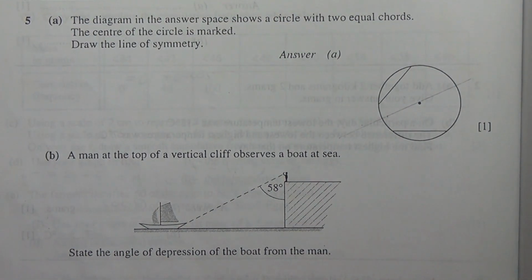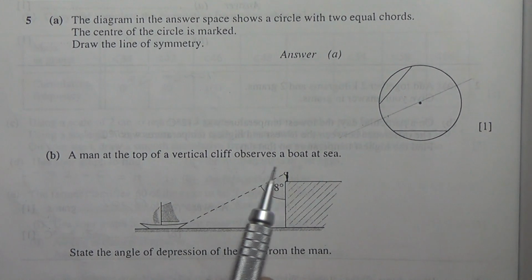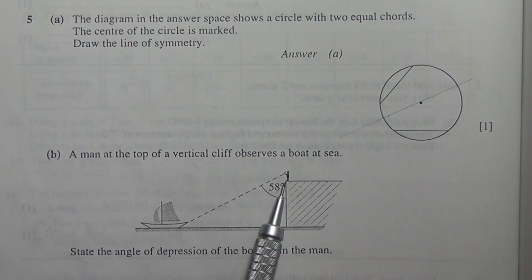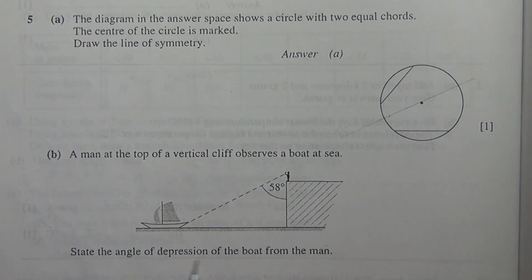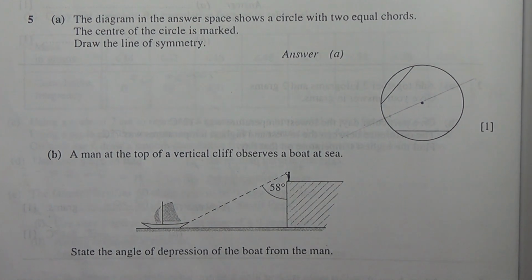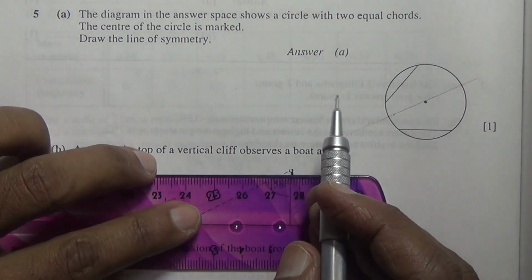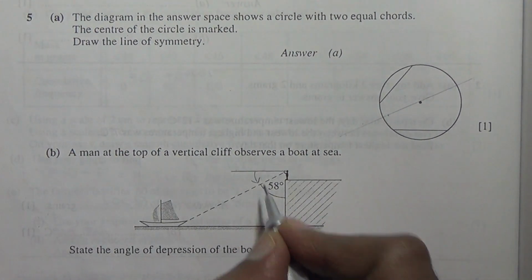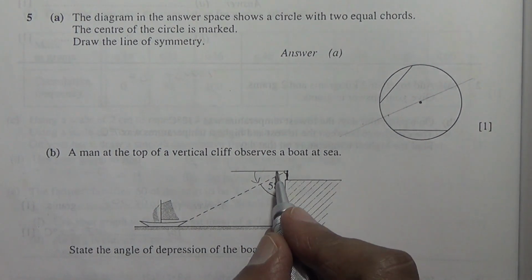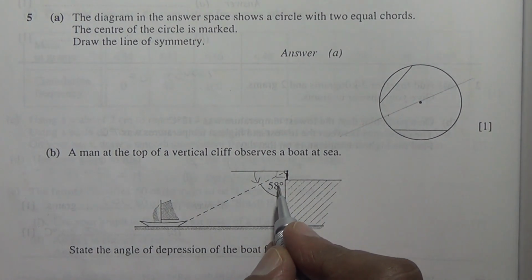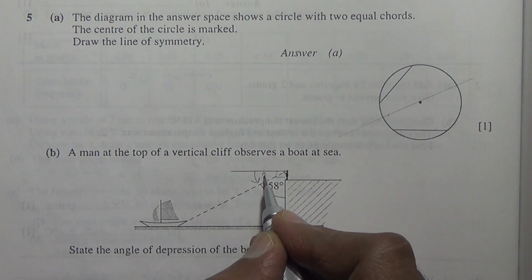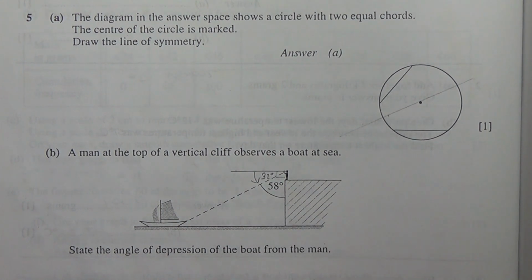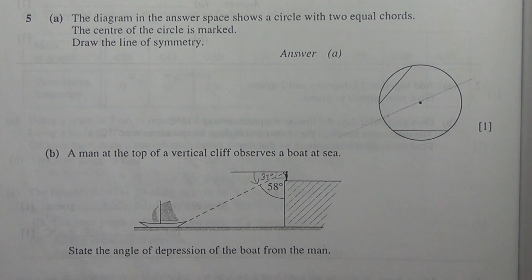And now a man at the top of a vertical cliff observes a boat here, and the man is standing there. I wish I was that man. Now state the angle of depression of the boat from the man. The angle of depression of the boat from the man is this, over here. That's the angle of depression. So if this is 58, we get 90 degrees minus 58, that's going to make it 32. So the angle is then 32 degrees. That's the angle of depression.